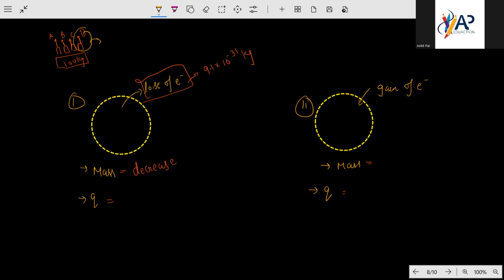If mass decreases, the body contains positive charge, right? Yes or no? Yes. In the second case, mass increases. It means the body is negatively charged, right? Yes. Very good.